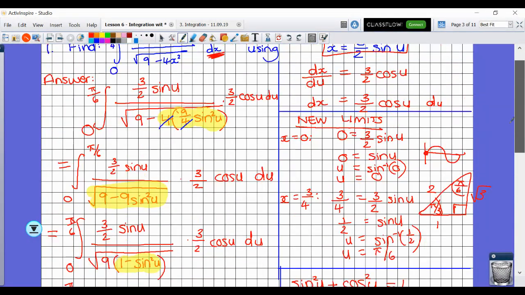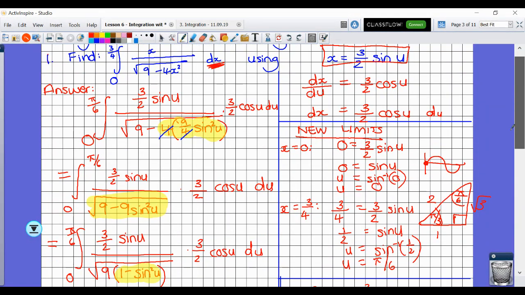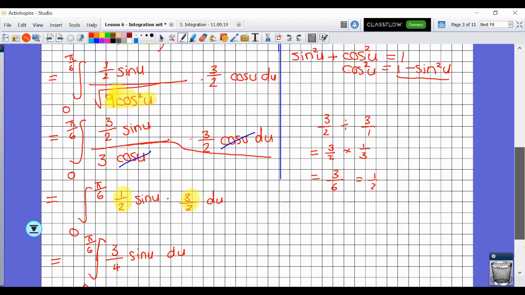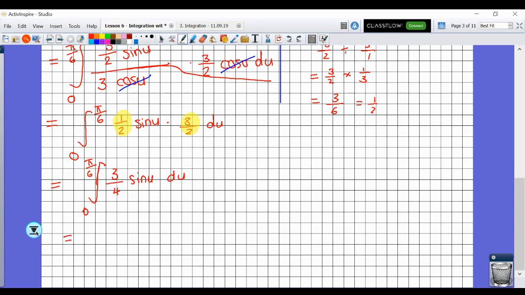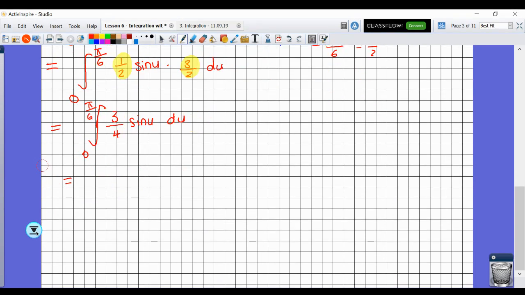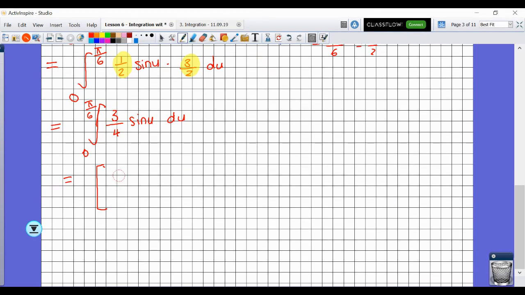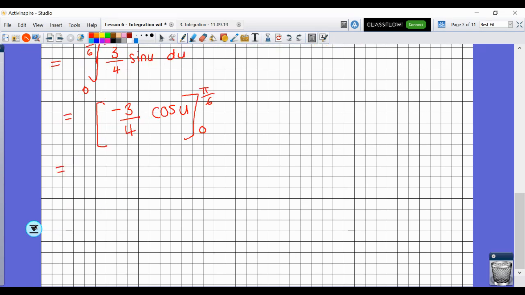Now, how nice is this integral compared to what we started with? Feel free to pause this and rewind. We went from that stage all the way down just to 3 quarters sine u. Okay, so let's integrate this as normal. If you integrate sine, that's going to take you to negative cos. So negative 3 quarters cos u, between pi over 6 and 0. So let's just start subbing in these limits here.